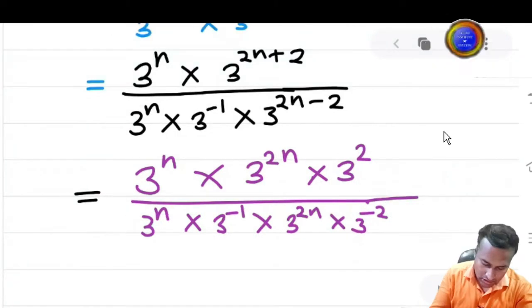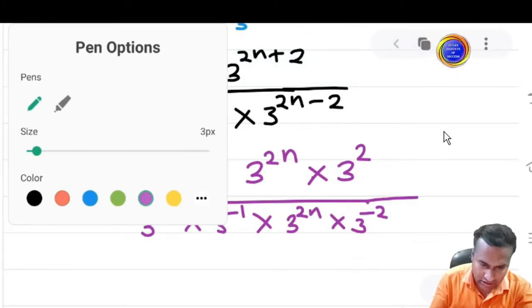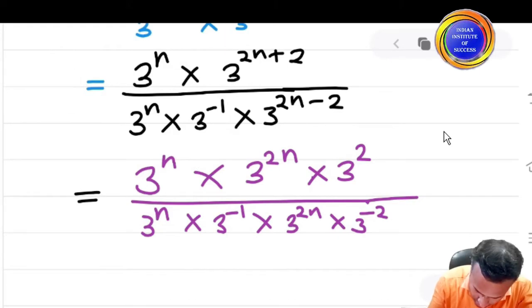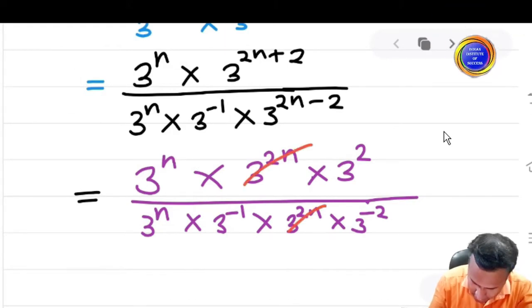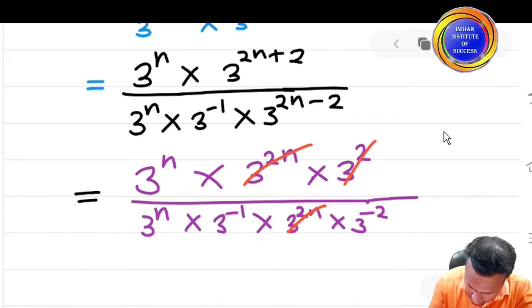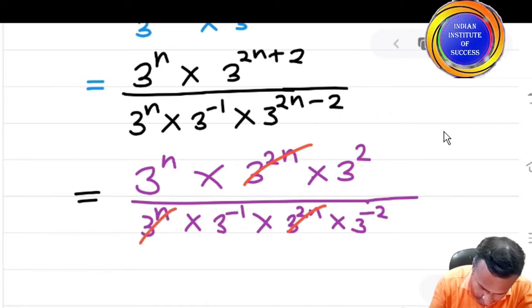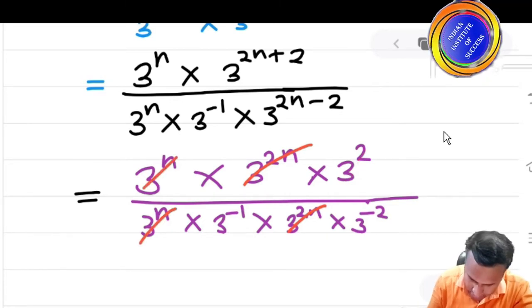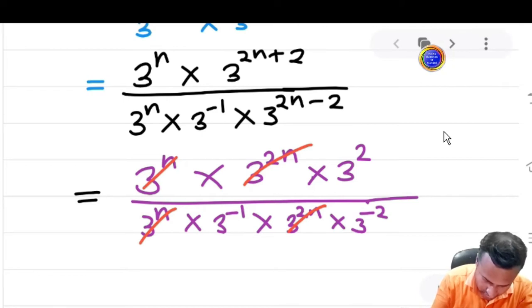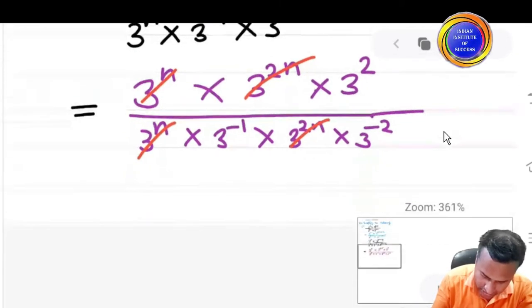So students, now we can cancel out the terms which are the same. 3 raised to power 2n cancels out here, 3 raised to power 2, okay, 2 will be there, 3 raised to power n, 3 raised to power n. In this way we can cancel out. Now we have to focus on what is remaining.